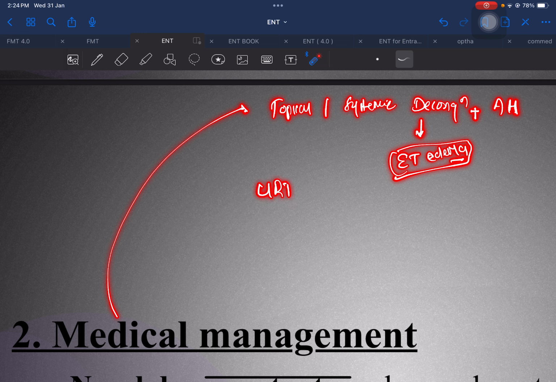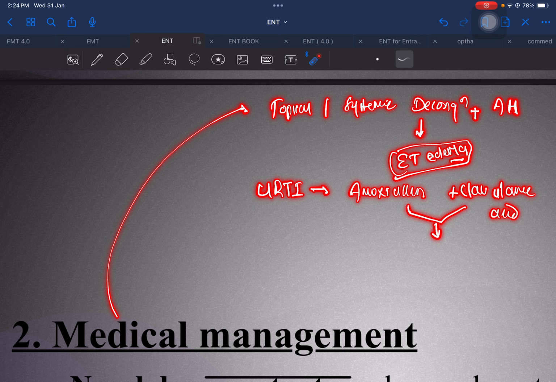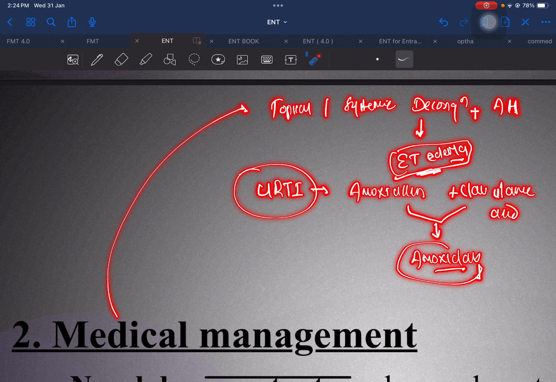For URTI what we are going to do is give the composition of amoxicillin plus clavulanic acid, and it goes by the name of amoxiclav. So that is what we are going to do in the case of URTI. So we treated both. We treated URTI also, and eustachian tube edema also.